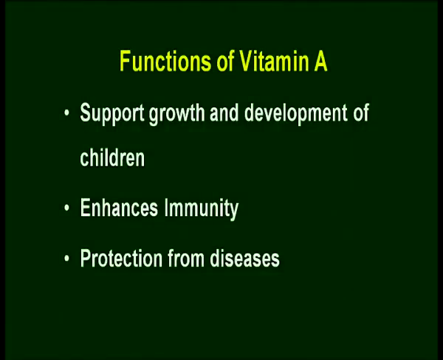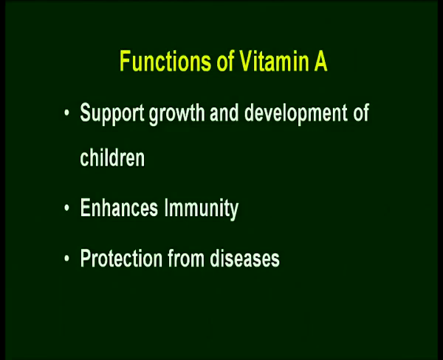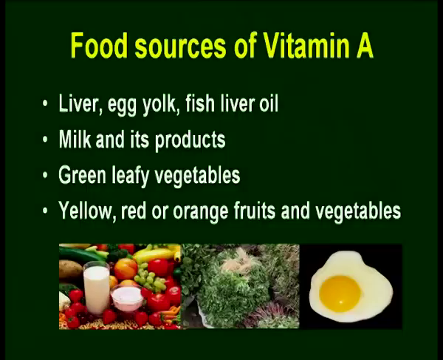It also supports growth and development of the children. Very necessary for enhancing the immunity and protection from the diseases. From where will you get it? Again, this can be obtained from animal sources or plant sources. Liver, egg yolk, fish liver oil, milk and milk products are very good sources of vitamin A.